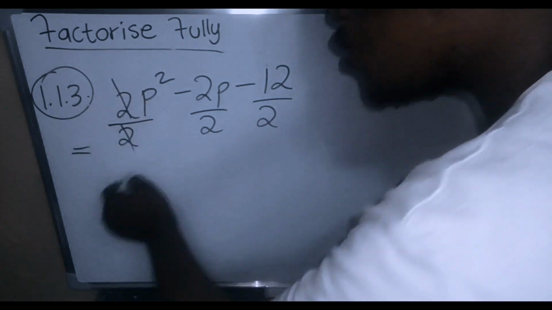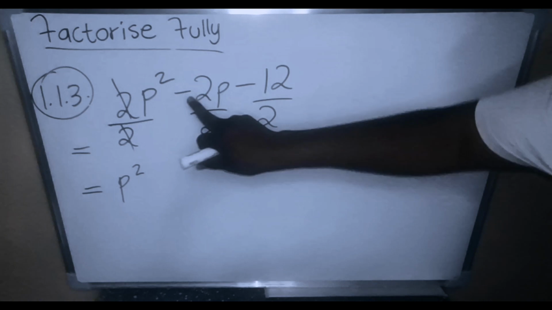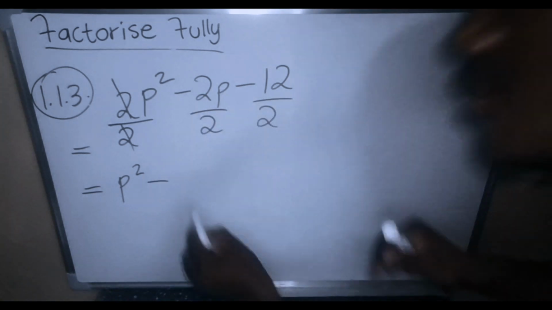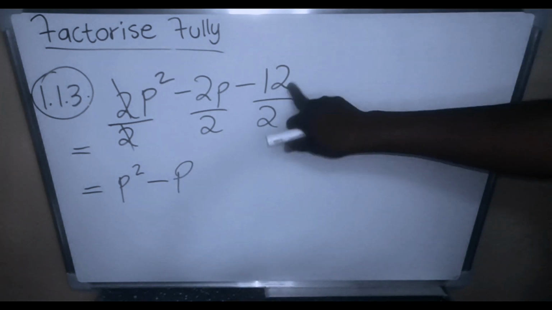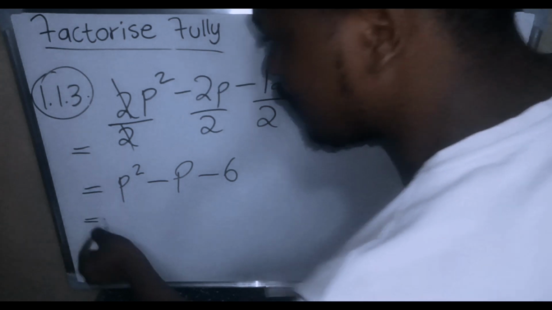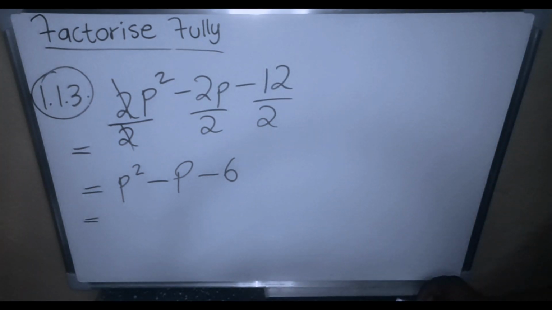This 2 divided by 2, keep p squared here. Negative 2 divided by 2, minus 1 here. I bring down this p. Negative 12 divided by 2, minus 6. Therefore, this is the proper equation here. This is the proper quadratic trinomial.